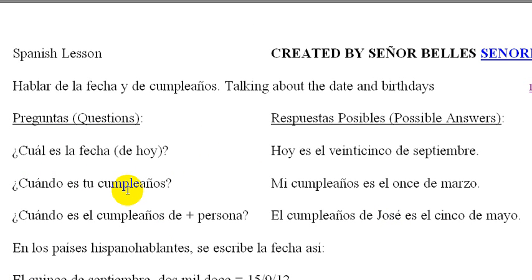So there are 3 questions and some possible answers. So let's give you the first question. It is, ¿cuál es la fecha? Or ¿cuál es la fecha de hoy? Which would be, what is the date? Or what's the date today?